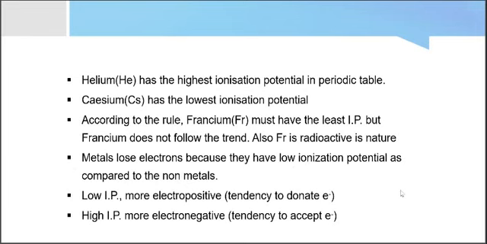Metals lose electrons easily, they have a tendency to lose electrons, so very less energy is required for them to lose electrons, hence they have low ionization potentials. The non-metals do not lose electrons easily, so they'll have high ionization potential. So low ionization potential means they'll lose electrons easily, so they'll be more electropositive. And high ionization potential means they'll not lose electrons easily, so they'll have a tendency to accept electrons, so they'll be less electropositive and more electronegative.